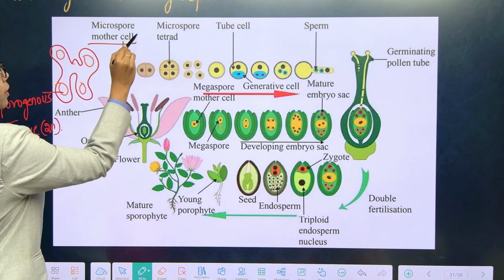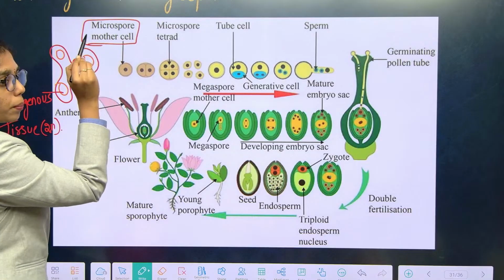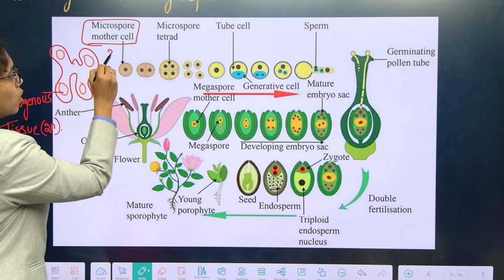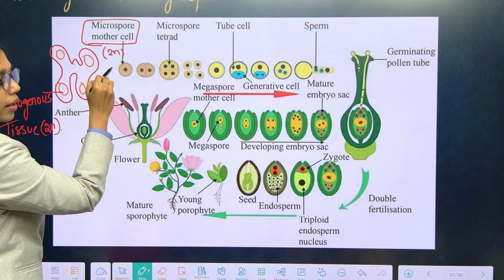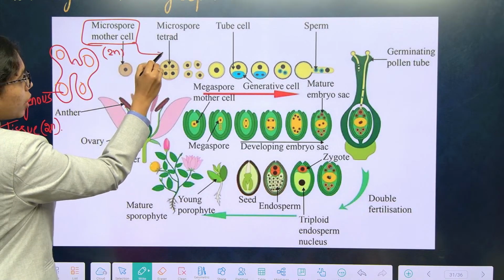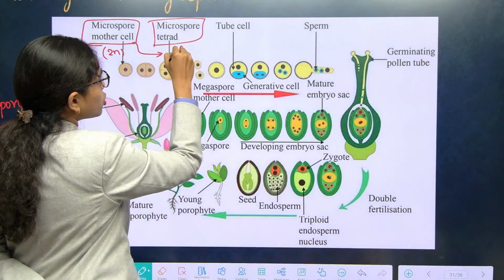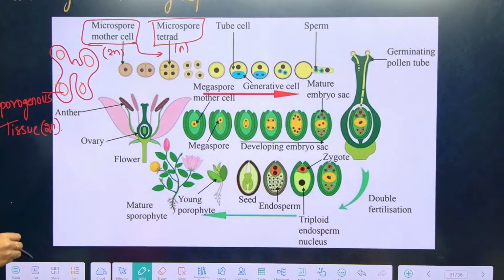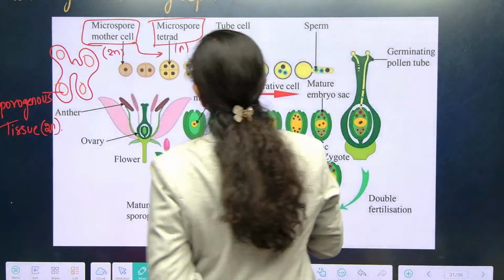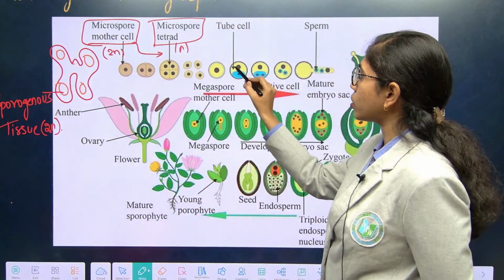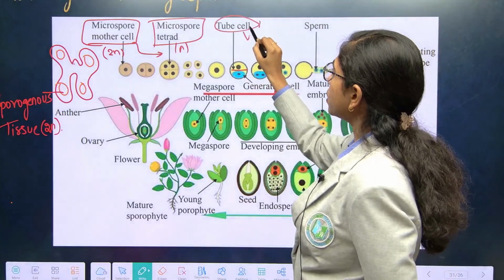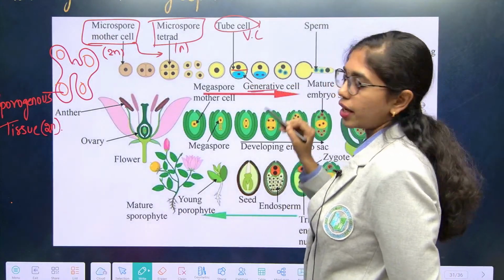They have what type of cells inside the sporogenous tissue? Microspore mother cells whose ploidy is diploid. Okay. This undergoes meiosis, forms what? Microspore tetrad. 4 microspore cells are formed, no? Haploid microspores. These microspores will again undergo one mitosis, forming tube cell, which is vegetative cell, and generative cell.